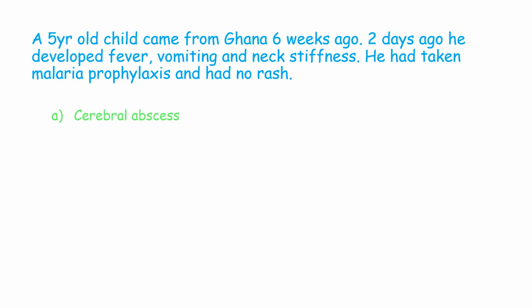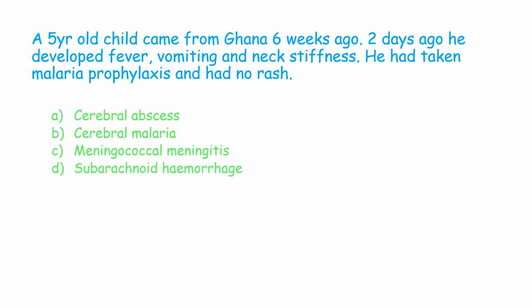Let's look at another case. A 5-year-old child came from Ghana 6 weeks ago. 2 days ago he developed fever, vomiting and neck stiffness. He had taken malaria prophylaxis and had no rash. What would be the diagnosis in this scenario? Cerebral abscess, cerebral malaria, meningococcal meningitis, subarachnoid hemorrhage, cerebral tumor, pneumonia.